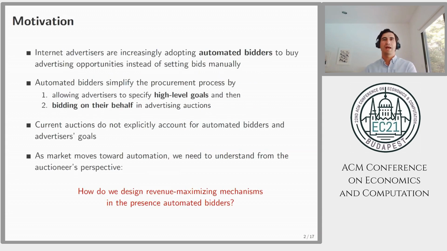So the motivation for this work comes from the fact that internet advertisers are increasingly adopting automated bidders to buy advertising opportunities in order to navigate the increasing complexity of advertising markets. Now, automated bidders simplify the procurement process by allowing advertisers to specify high-level goals and then bidding on their behalf in the advertising auctions. Now, the issue is that current auctions that are used in practice do not explicitly account for automated bidders and their advertisers' goal. So as automated bidders are increasingly adopted, it's important for us to understand how we can design better auctions from the seller's perspective that maximize revenue.